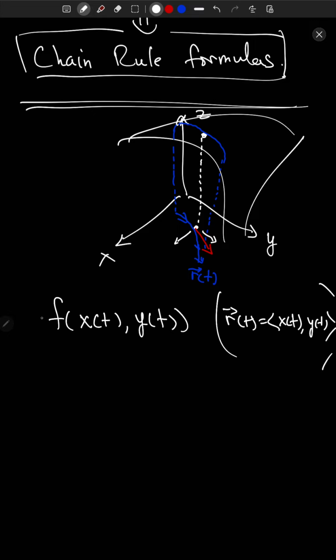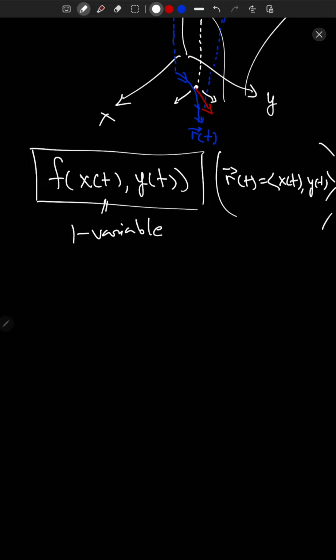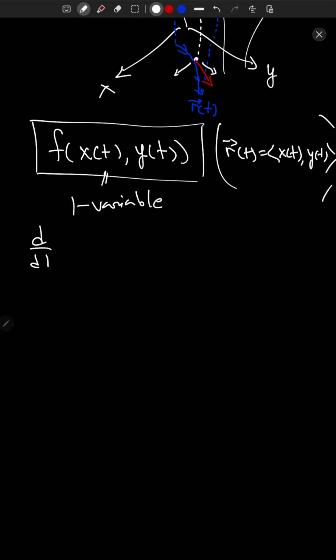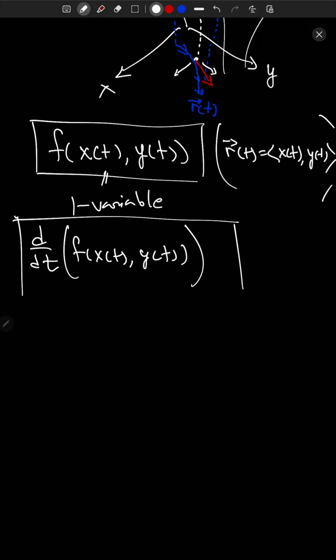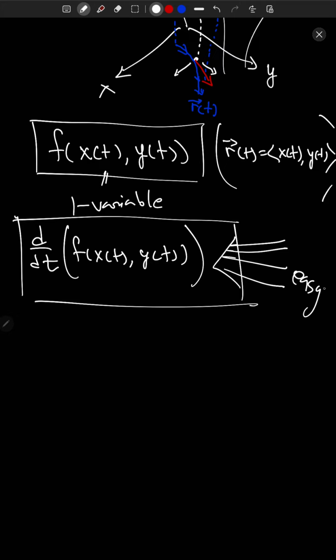So this guy here is a one variable function, and we can calculate its derivative, which is what we did last section, d dt of f of x of t comma y of t. So this is very, very doable. We saw last section, you just use a chain rule, or even if you only knew one variable calculus, you could just convert everything to one variable calculus and take the derivative. So the point is this thing is very, very computable. Let me label that as easy, easy as in we understand this completely.